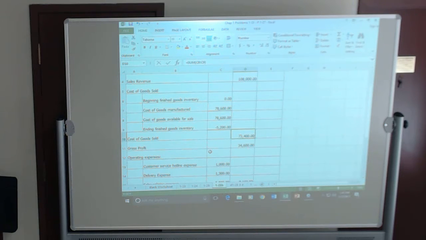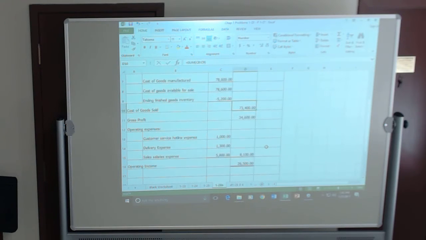Okay, but then, that's the income statement. You don't have it yet. I'm just trying to think of my formulas as I'm going to type them in. Sales revenue minus cost of goods sold equals gross profit. Minus operating expenses, which equals 8,200. And that will equal operating income.